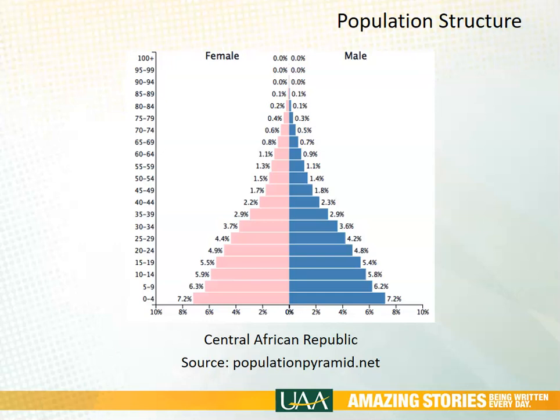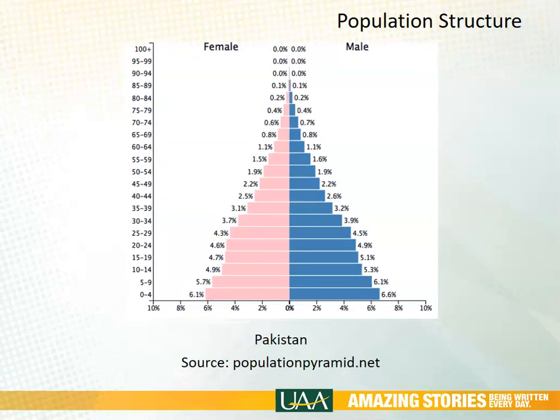The numbers of elderly people are small, not because people die when they're very young in the Central African Republic, but because there are so many young people, so many babies being born. Total fertility rate is quite high. Pakistan is a country with a slightly lower total fertility rate. As a result of this, the pyramid is beginning to flatten in the younger years.